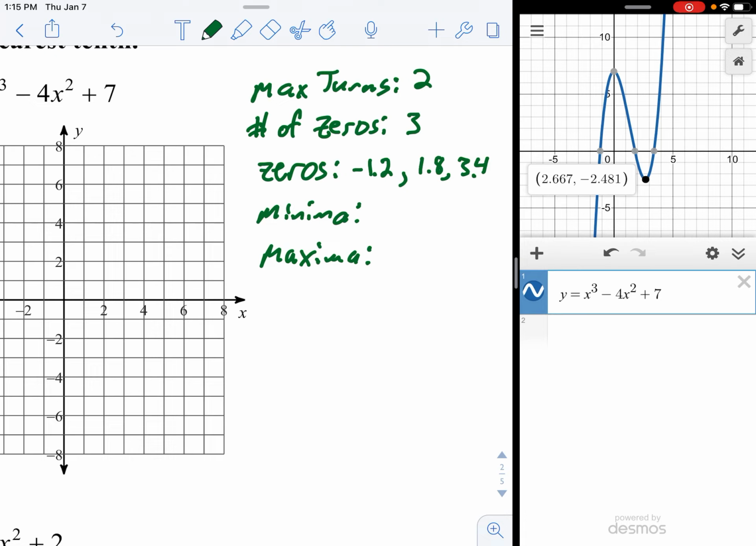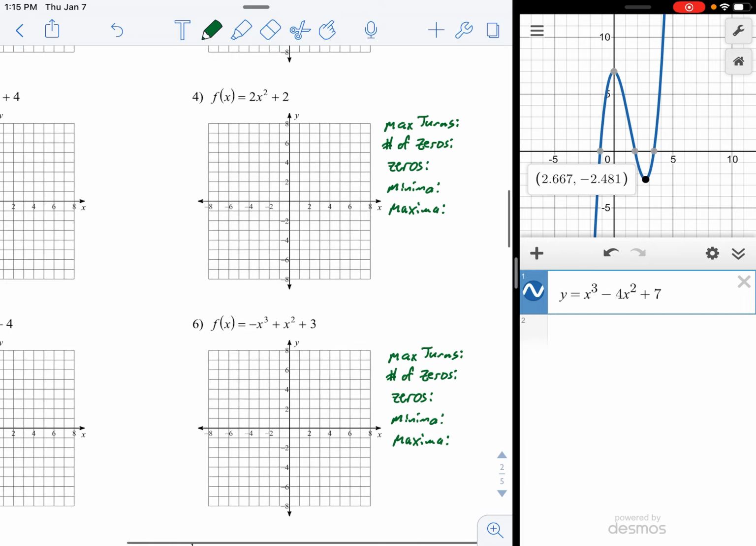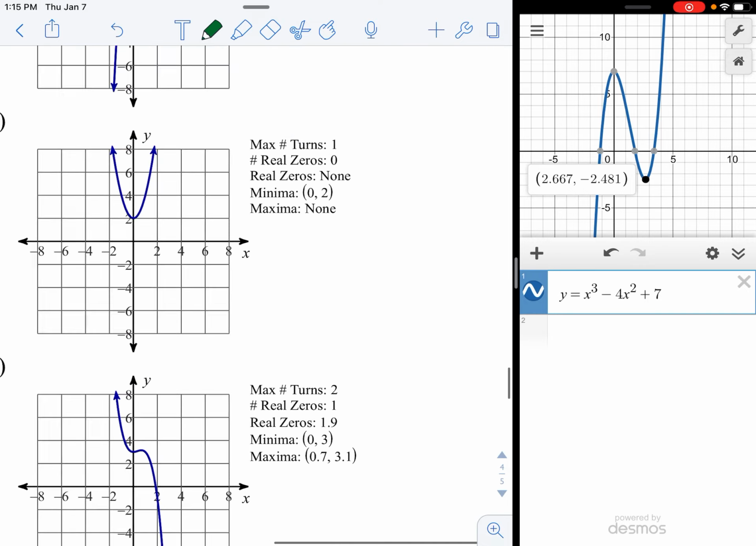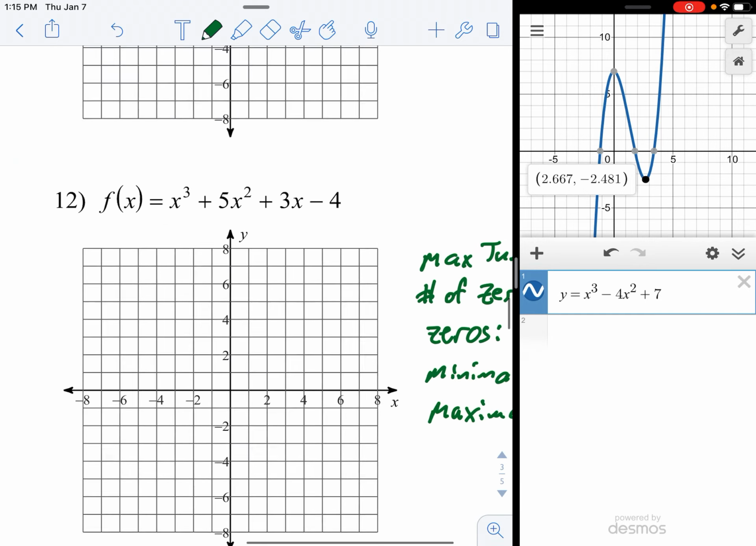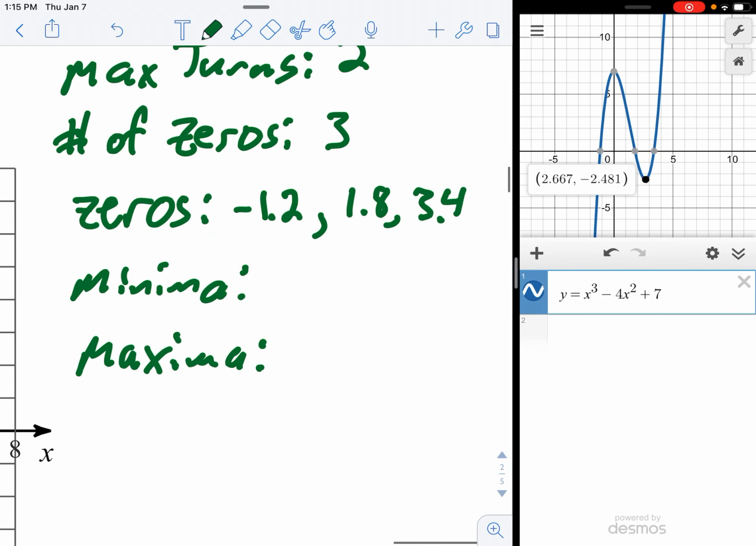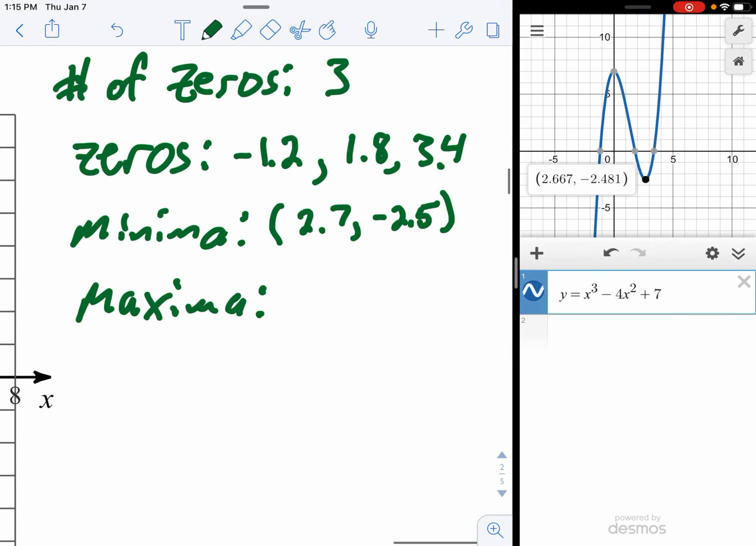So it is a point which is 2.667 comma negative 2.481. The minimum value is technically the y value. I need to check the answers and see whether they want us to put both. Yeah, both coordinates. So the minimum or minima here is the point 2.7 comma negative 2.5. And I know Desmos rounds off to 3 decimal places. The worksheet is asking you to round off to the nearest tenth, which is 1 decimal place. So that's why I did that.